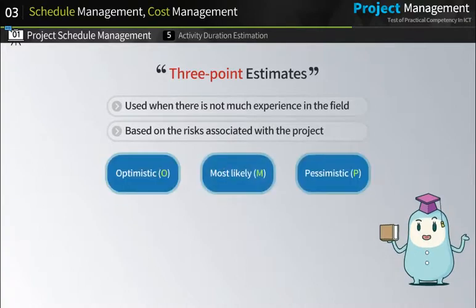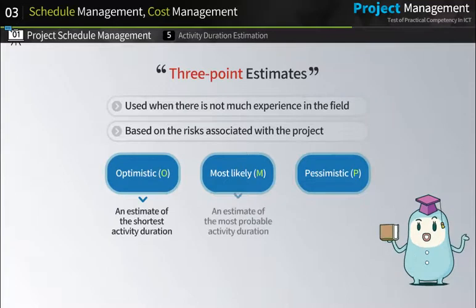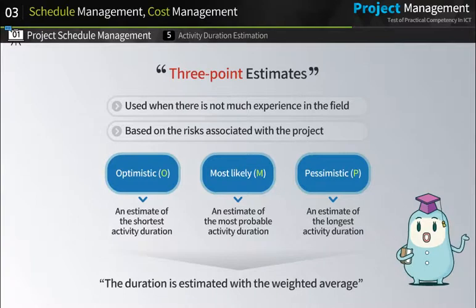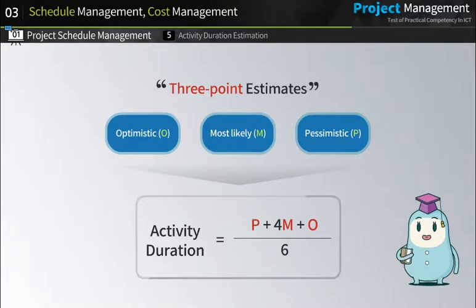The term 3-point has the following meaning. Optimistic refers to an estimate of the shortest activity duration. Most likely refers to an estimate of the most probable activity duration. And pessimistic refers to an estimate of the longest activity duration under the worst-case scenario. This technique estimates the duration with the weighted average of 3 values. The average can be calculated from the following formula.